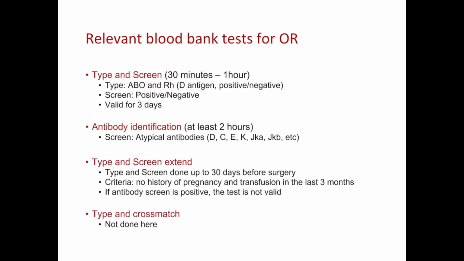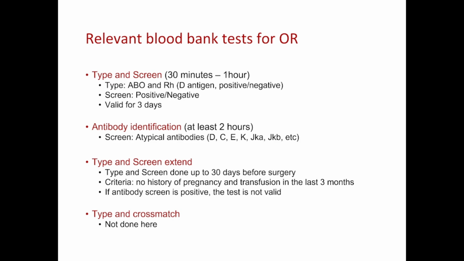There's several relevant blood bank tests for the OR that you should be familiar with, and how long it takes to resolve the result on our end. Type and screen is pretty quick. It could take 30 minutes up to an hour. If the patient has antibodies, it can take longer. But if these antibodies are known and we're ready for that patient with blood products, it will take, again, shorter. The screen is valid for 3 days, and that's just an important part to know. The screen is either positive or negative.